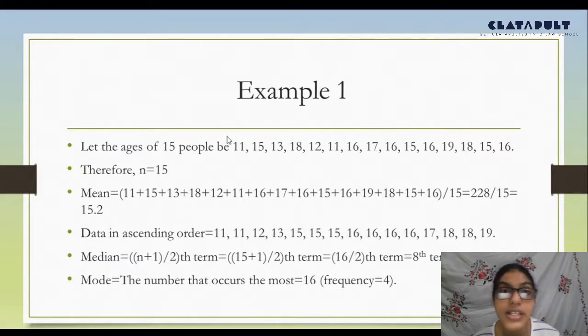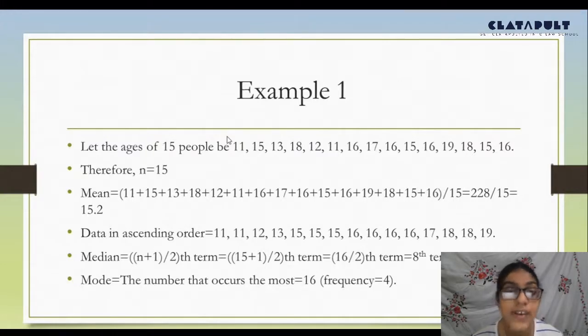So what then is the median in this case? Because this is an odd number, you will have a middle value, a singular middle value, which will give you the median. That will essentially be again the n plus 1 by 2th term, which will be the 16 by 2th term or the 8th term. Count in your arrangement which the 8th term is. Here the 8th term is 16. So your median is 16.